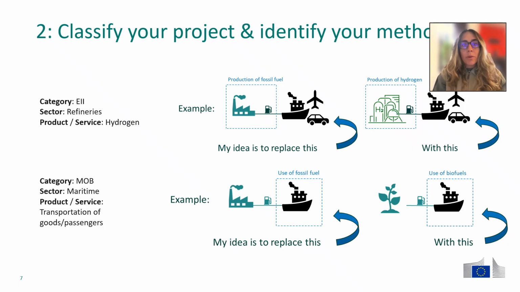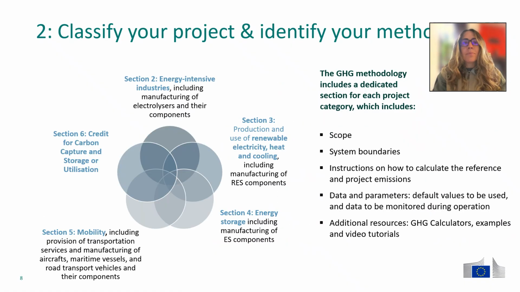So going back to our examples, the production of hydrogen without use would fall under the energy-intensive category, sector refineries, whereas the fuel switch project in boats, in which the supplier is not part of the project, would be considered a maritime project, which falls under the mobility category. With the project classified, you can then identify which methodology you have to follow.